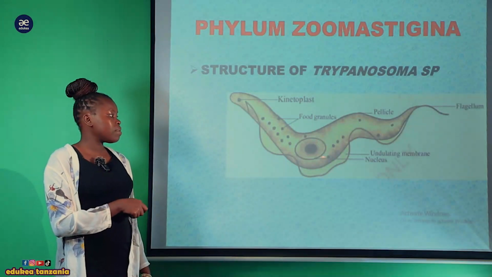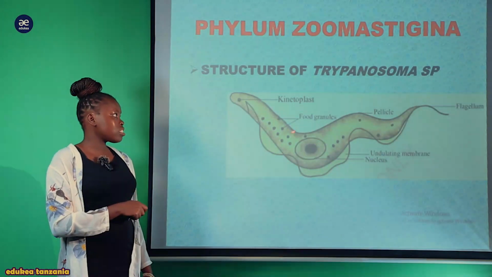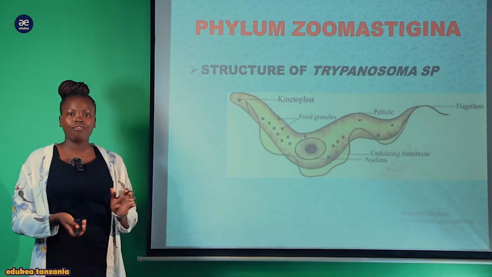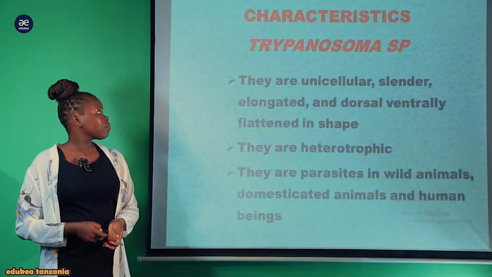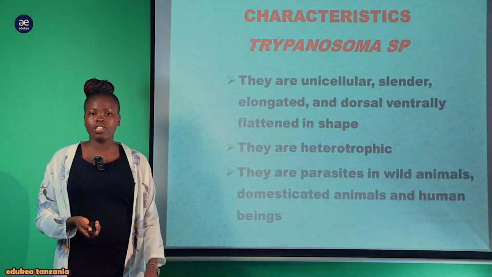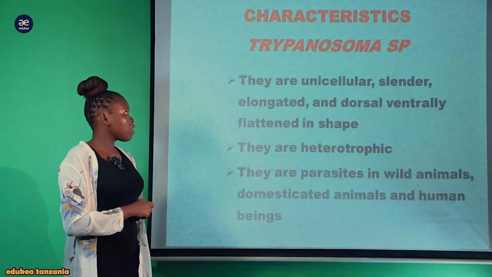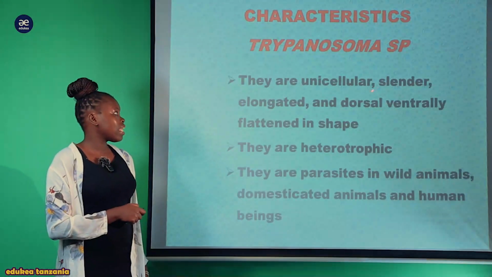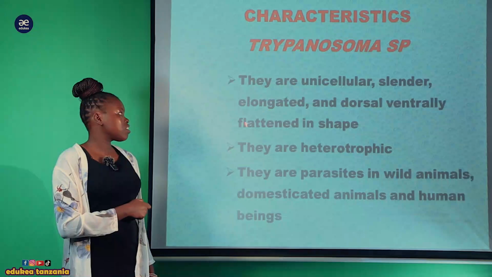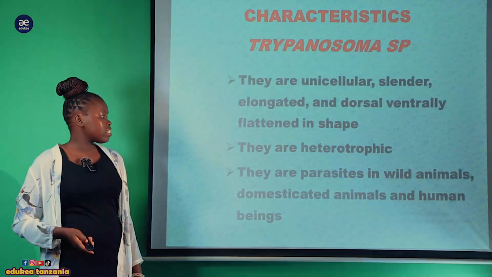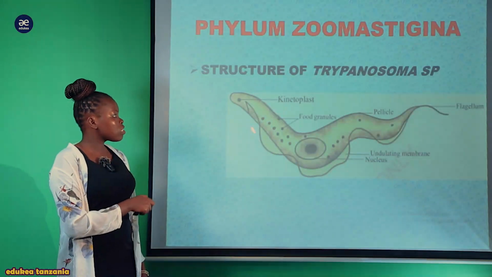Now, what are the characteristics of the trypanosoma species? The first one, they are unicellular, they are slender, elongated, and dorsoventrally flattened in shape. As you see this shape, it is slender and dorsoventrally flattened. So this is one of the characteristics of this trypanosoma species.